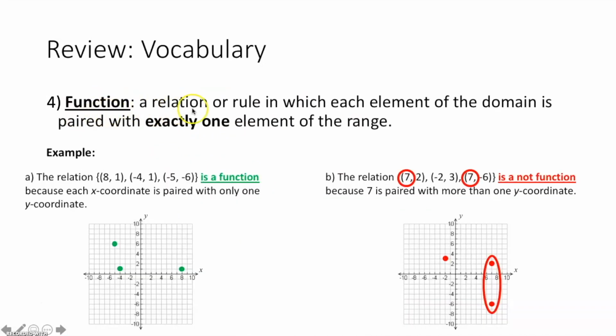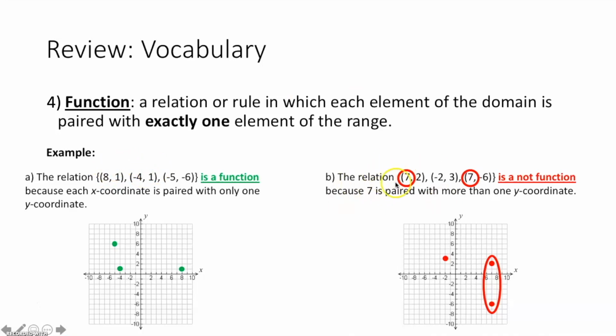Now, a function is a relation or a rule in which each element of the domain is paired with exactly one element of the range. If we look at these examples down here, the first one says the relation (8, 1), (-4, 1), and (-5, -6) is a function because each x coordinate is paired with only one y coordinate. You can see that the 8 is paired with the 1 and the -4 is also paired with the 1. That's okay, as long as you don't have one x value paired with multiple y values.